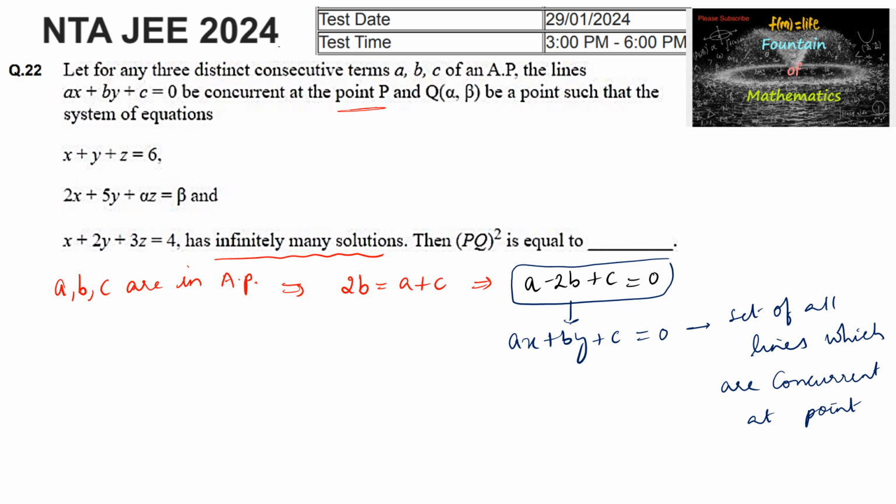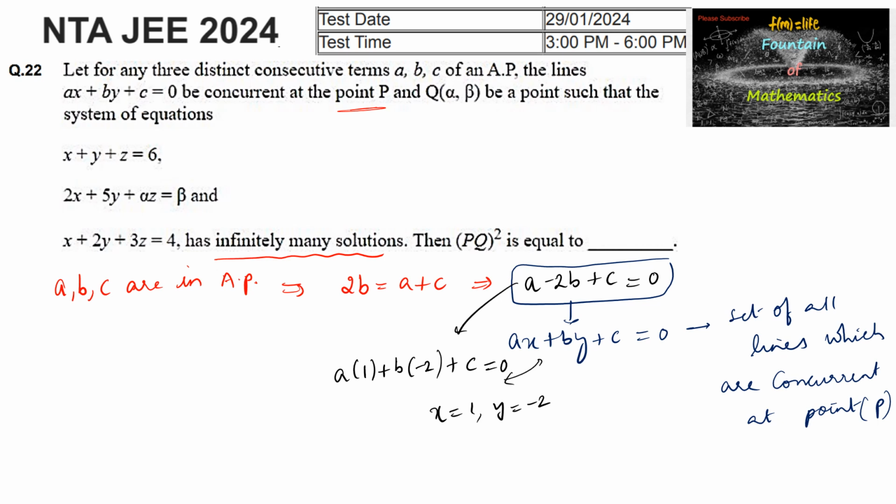Which means that for different values of B which satisfy the condition 2B is equal to A plus C, we can get different lines, and all those lines are concurrent at a point P. To find that point, let's compare these two equations: A into 1 plus B times of minus 2 plus C is equal to 0. So comparing these two equations, we can say x is equal to 1, y is equal to minus 2.